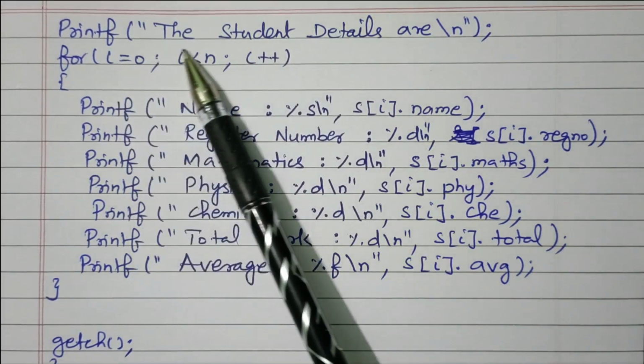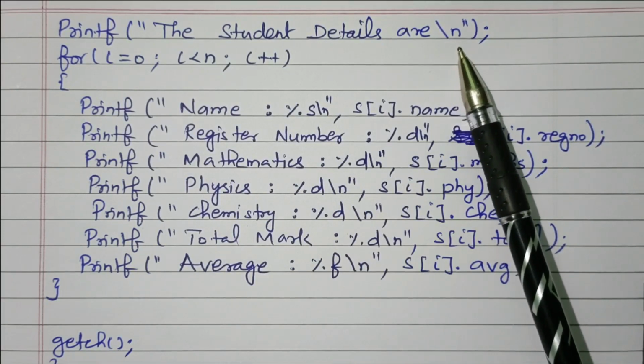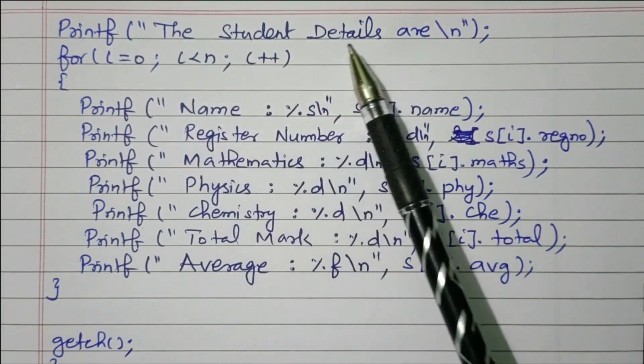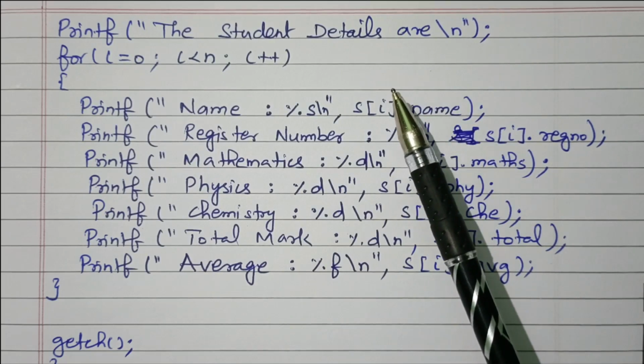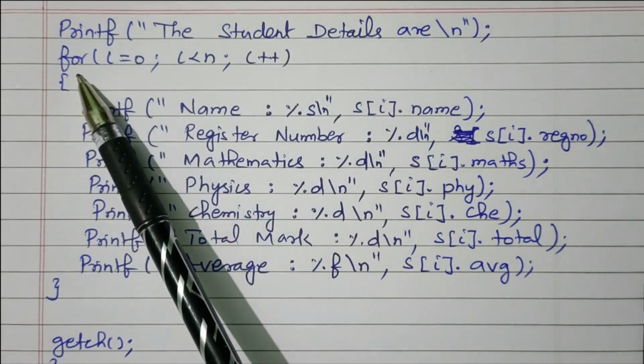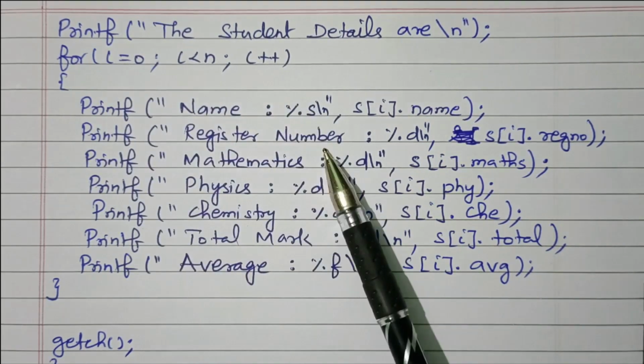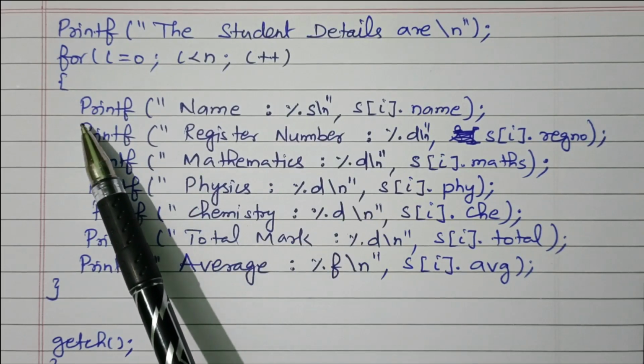So printf "the student details are \n". \n means it will go to the next line. It will print student details and go to the next line. So if there are 5 students, we need to repeat this same step 5 times. So again a for loop is opened. For i equal to 0, i less than n, i plus plus. Now we'll print the details one by one.